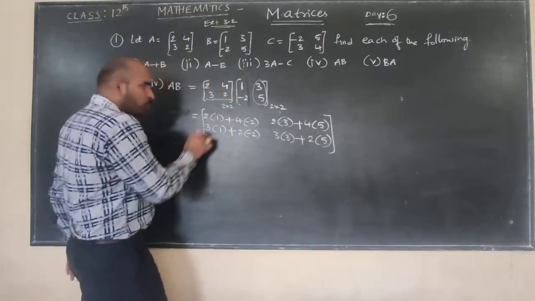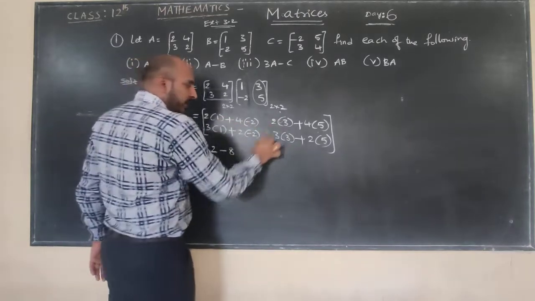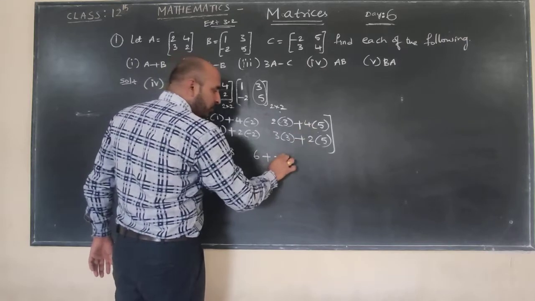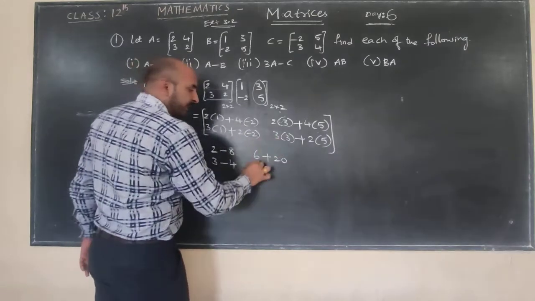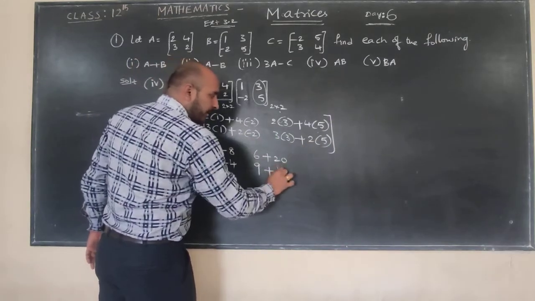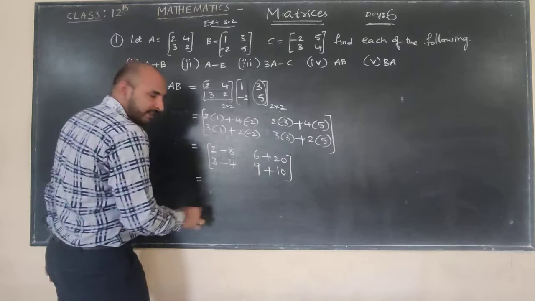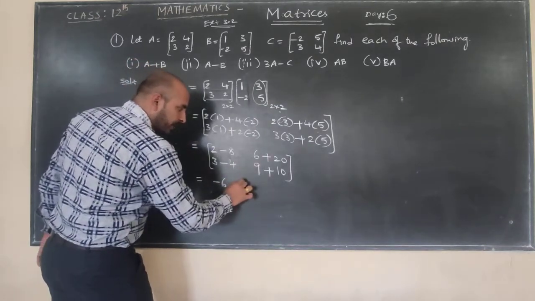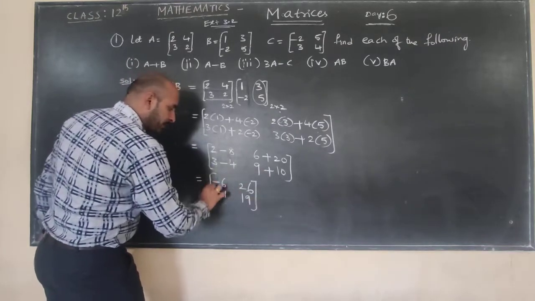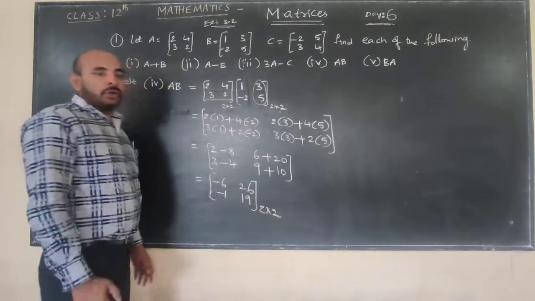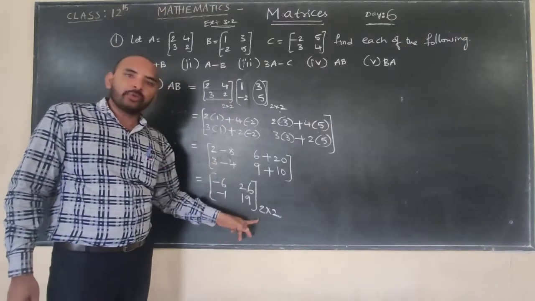It is equal to 2 into 1 is 2, plus into minus is minus, 4 twos are 8; 2 threes are 6, plus 4 fives are 20; 3 ones are 3, plus into minus is minus, 2 twos are 4; 3 threes are 9, plus 2 fives are 10. Which is equal to 2 minus 8 is minus 6, 6 plus 20 is 26, 3 minus 4 is minus 1, 9 plus 10 is 19, which is order 2 cross 2. So here both matrices have the same order, then the resultant matrix becomes a 2 by 2 matrix.